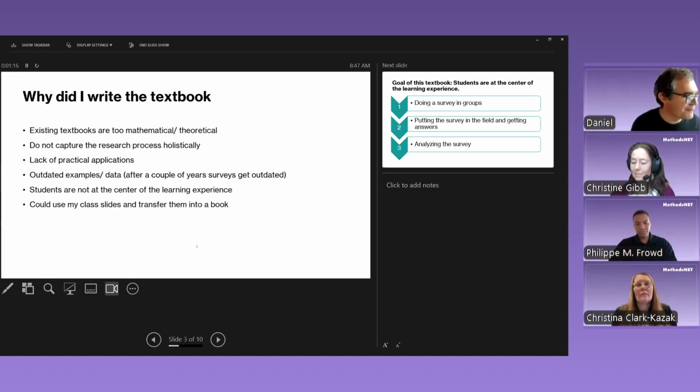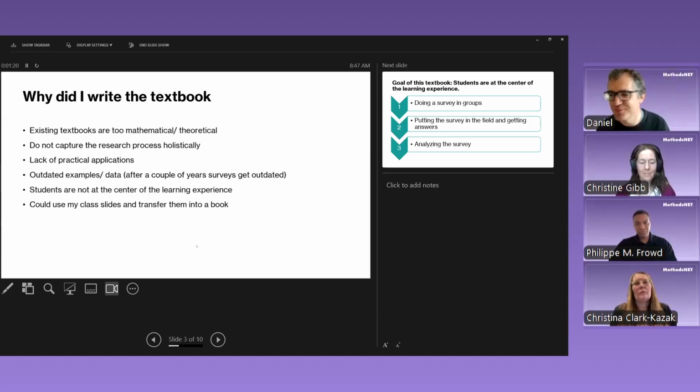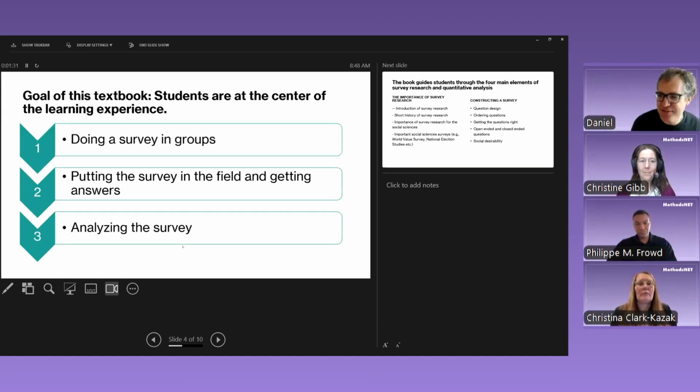This was facilitated because I had some discussions at conferences with editors, and they said, hey, you're absolutely right. We need this textbook. Why don't you just use the slides you use for your classes and turn them into a textbook? So the idea is that it's a little bit of an introduction to survey research and quantitative methods, and the book has three parts.